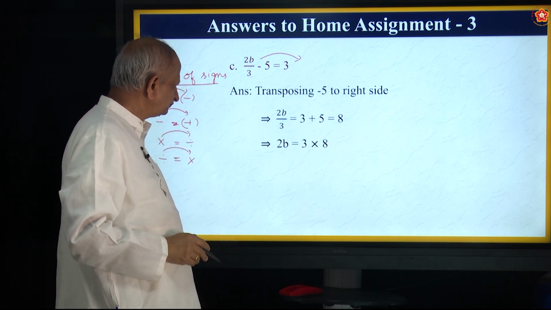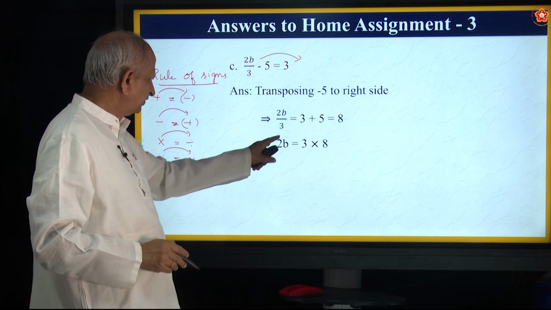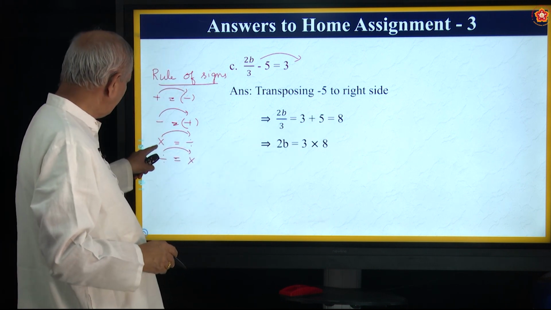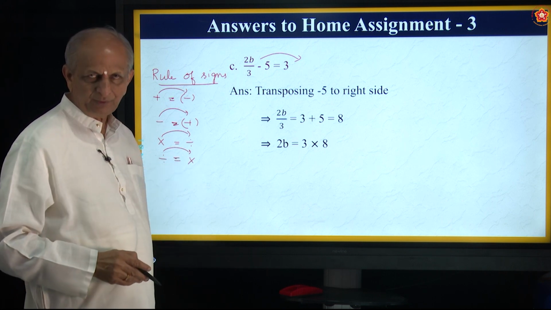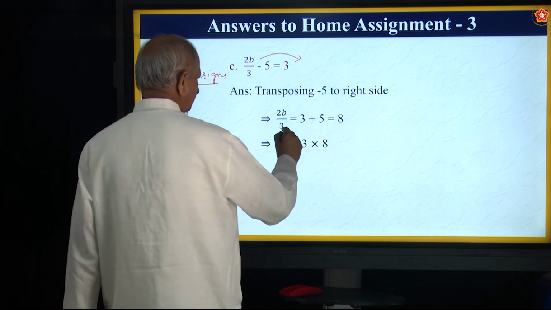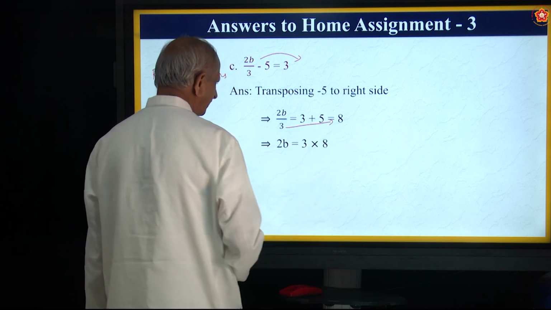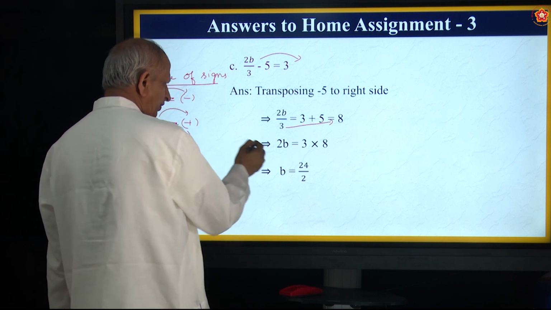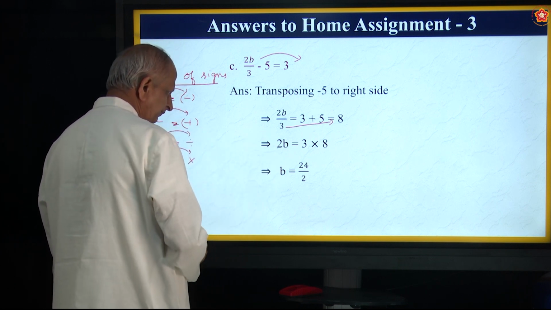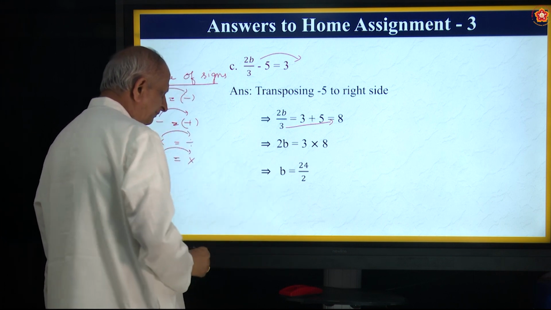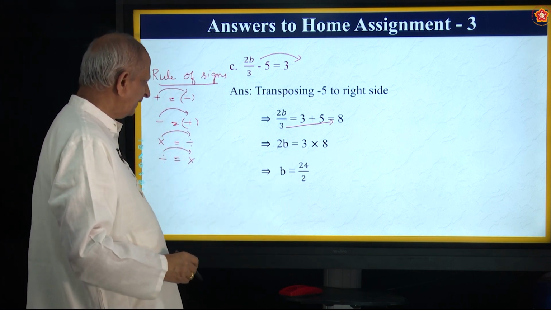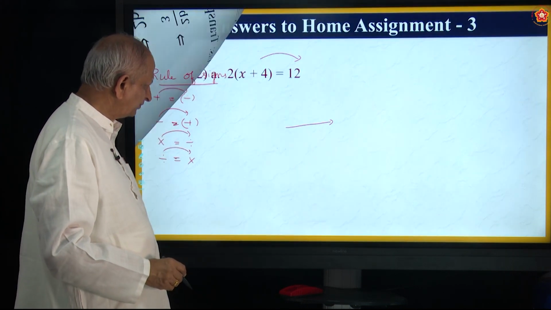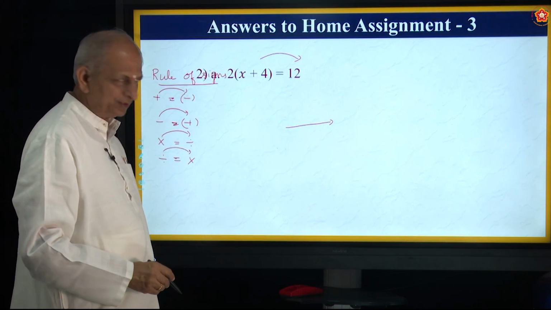So now this 3 is divided here. When you bring it to the right side, the divided number becomes into. So when you bring it to the right side, 3 into 8 becomes 24. 2b is equal to 24. Now, this b is multiplied by 2 here. What must you do? Bring it to the right side. It becomes divided by. So 24 by 2. Therefore, b becomes 12. Okay.